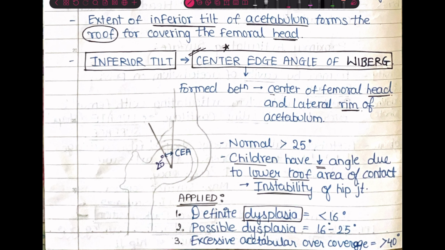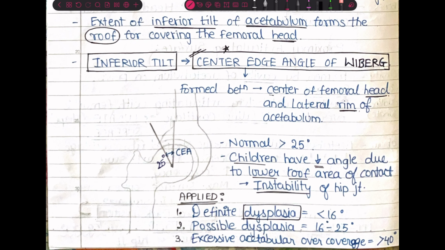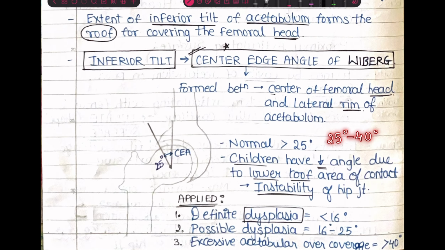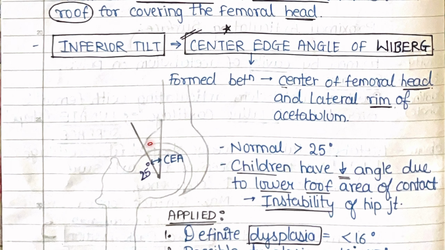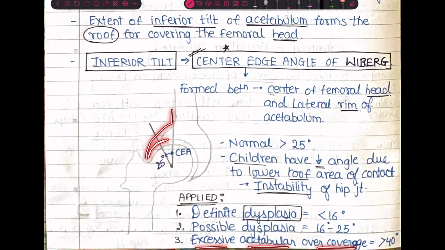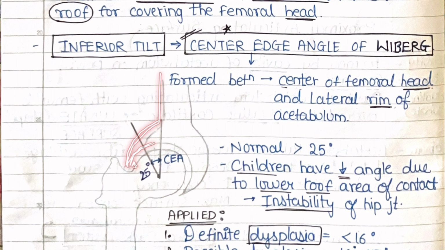Excessive acetabular over coverage means the angle should be between 25 degree to 40 degree only. If the angle is more than 40 degree, then there is excessive acetabular coverage. So if it covers more part of head, then as we know the degree of freedom for movements will be reduced.